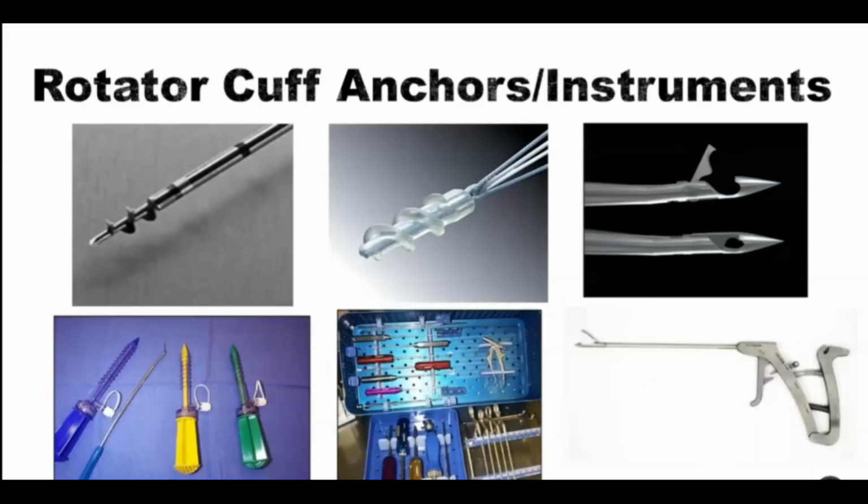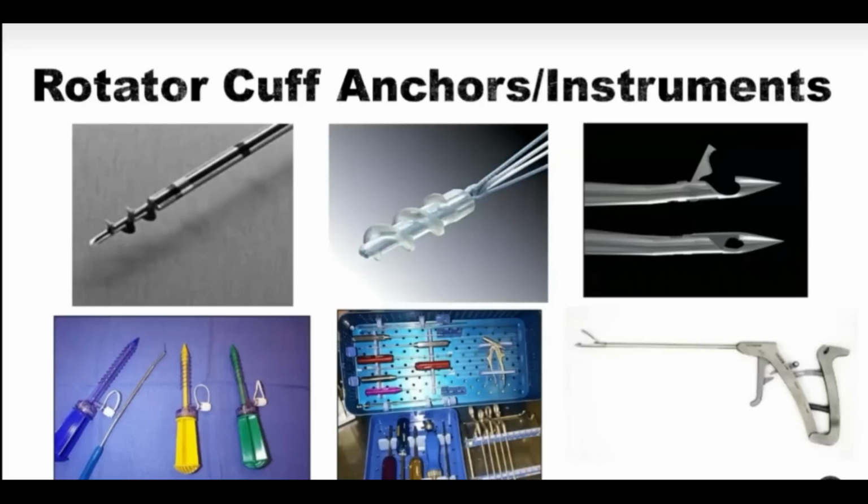On the left, that looks like probably just a tap for an anchor. The middle picture is some type of anchor. There are so many anchors. There are all suture anchors, strong plastic anchors, and metal anchors. We don't commonly use metal anchors for the rotator cuff now. The picture on the top right is a bird beak. That's just a type of piercing device.